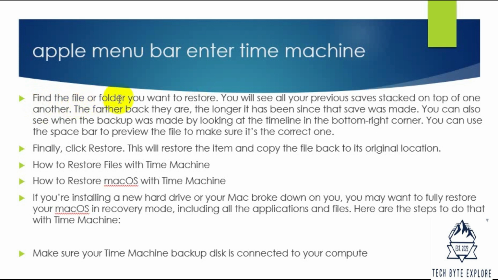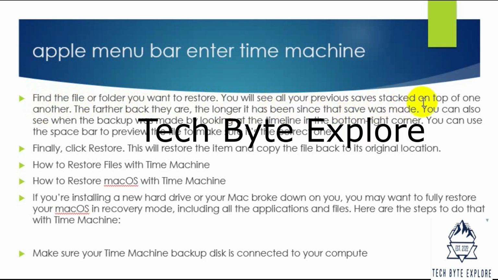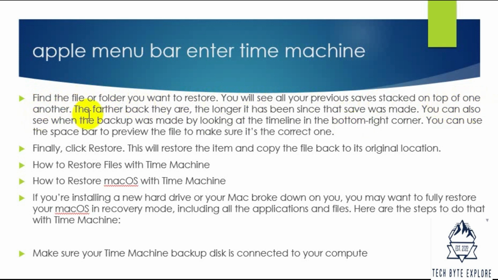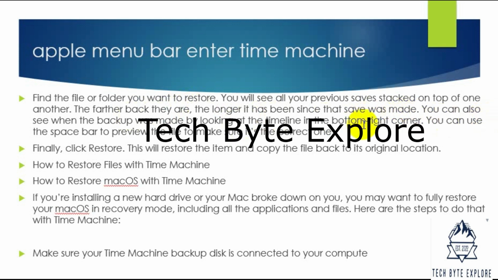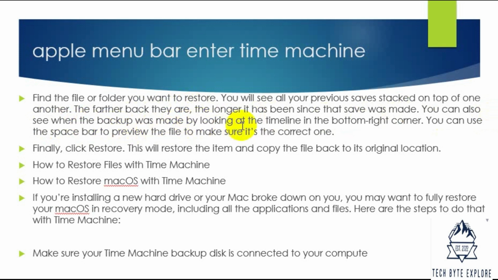Find the file or folder you want to restore. You will see all your saves stacked on the top of one another. The further back they are, the longer it has been since that save was made. You can also see when the backup was made by looking at the timeline in the bottom right corner.